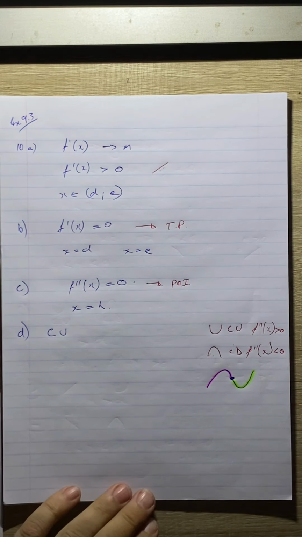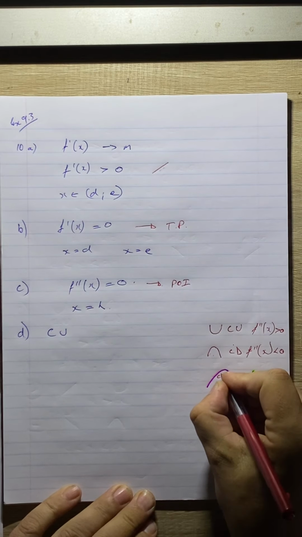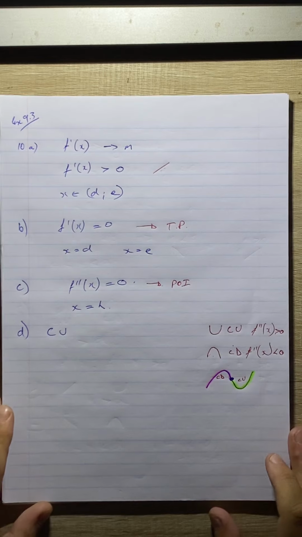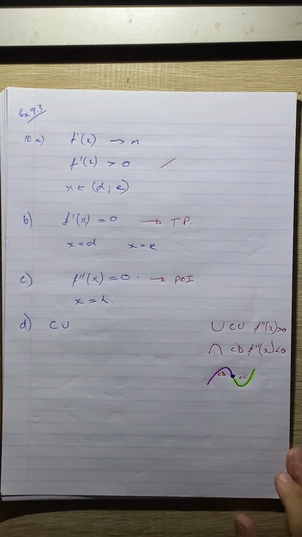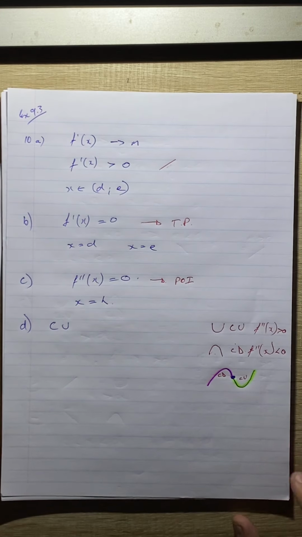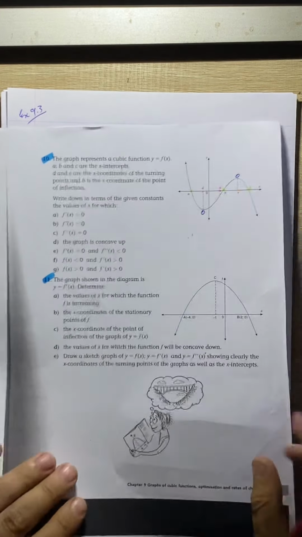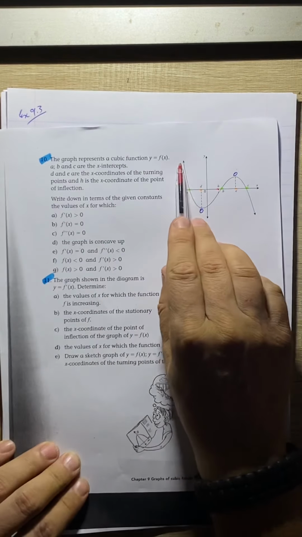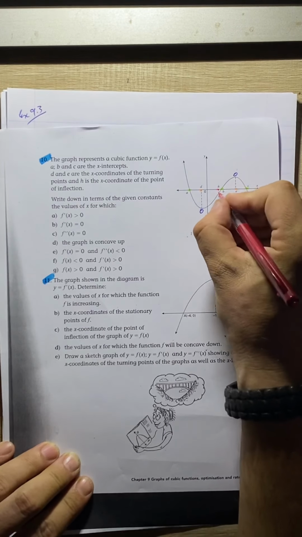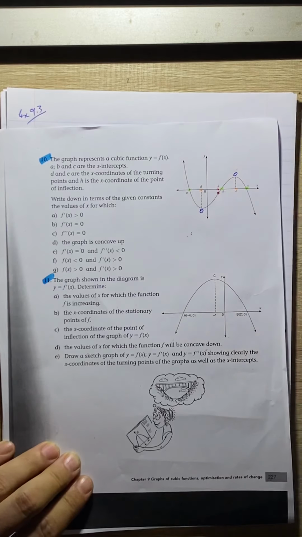So this bit here would be your concave down, and this bit here would be your concave up. Okay, so we have to stop at the point of inflection or start at the point of inflection. So we're looking for concave up, so there it is there, and then we must stop at our point of inflection, which is right over there.